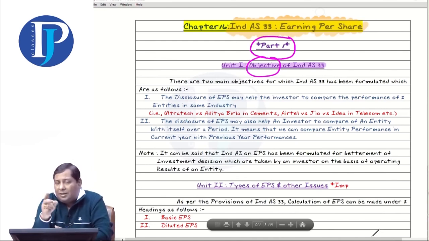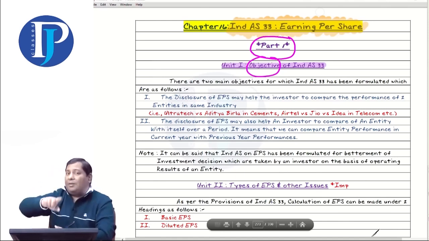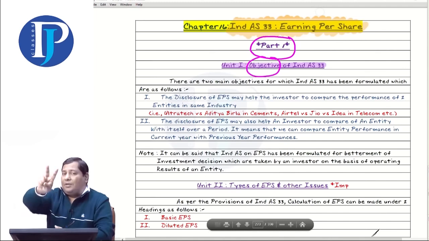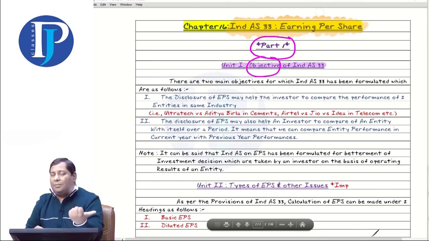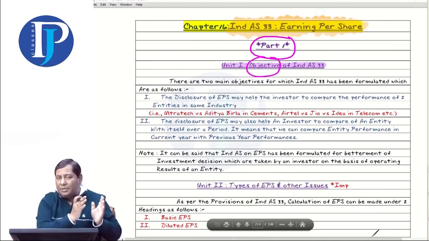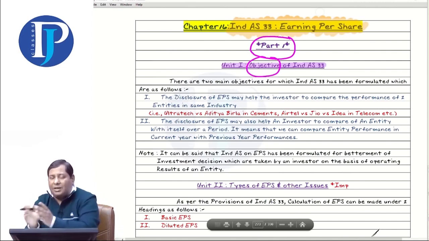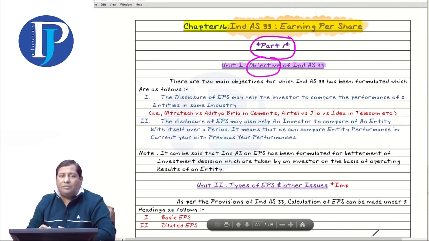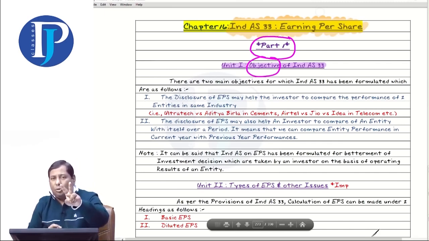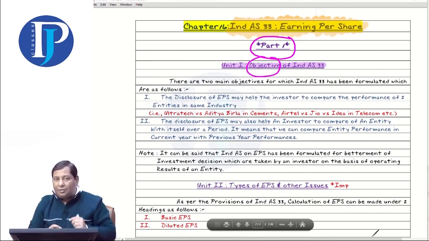And the second objective I had told that in the same trade, not only the comparison between different companies happen, but the entity compares itself too. Financial statements are printed for 2 years, previous year and current. So upon comparing the EPS from last year with this year's EPS will reveal how the company performed last year and how the company is performing this year. Do you get it? So we can analyze this performance in two ways, within the industry and within the entity.